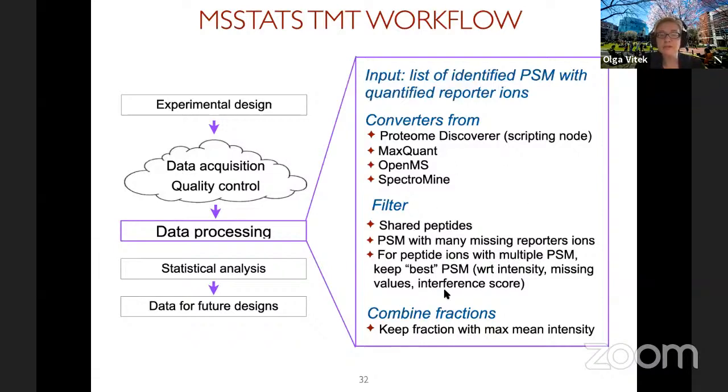And the converters do a lot of other things other than formatting. For example, currently the MSstats workflows are based on uniquely identified peptides, so it will eliminate peptides shared between multiple proteins. It can filter out PSMs where many reporter ions are missing. For peptide ions with multiple PSMs, it keeps the best PSM in terms of the intensity, missing values, and interference score. And combining the fractions also happens at the converter step. So Ting will also talk about this in more detail.